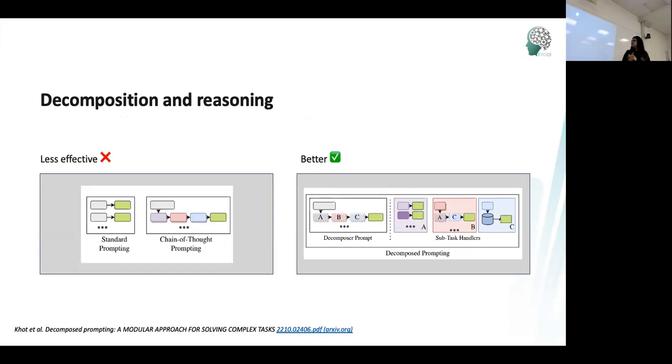Then decomposition and reasoning. Standard prompting and chain of thought are sometimes less effective, but if you decompose your bigger problem into smaller chunks, it's better. Like handling the task in subtask handlers.